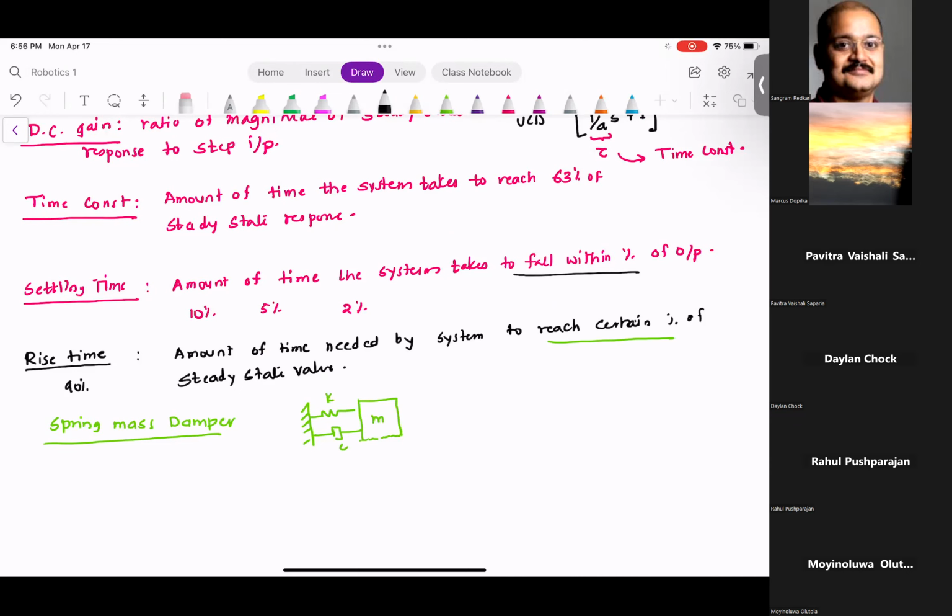And there is an external forcing F of t. So the differential equation of motion is given as m y double dot plus c y dot plus k y is equal to f of t. And as we know, this m is the mass, this is the damping, this is the stiffness, and this is the forcing.